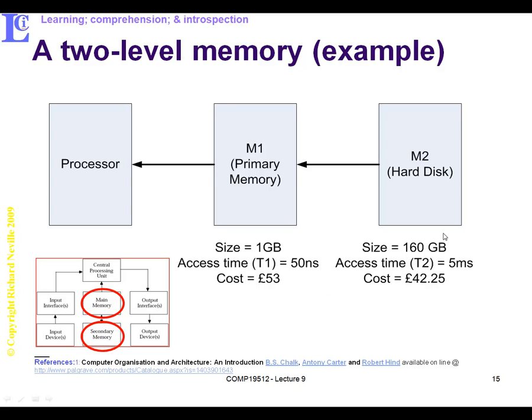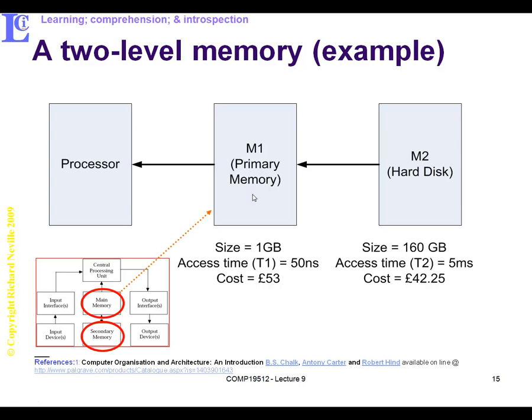And if we go to the secondary memory, we'll see that the access time for T2, relating to M2, the hard disk, or secondary memory, is 5 milliseconds, much, much slower than the primary memory. And the cost is $42.25. So you can see it's cheaper, larger, but slower. So now you're seeing you have to balance these when you buy a system or design a system.